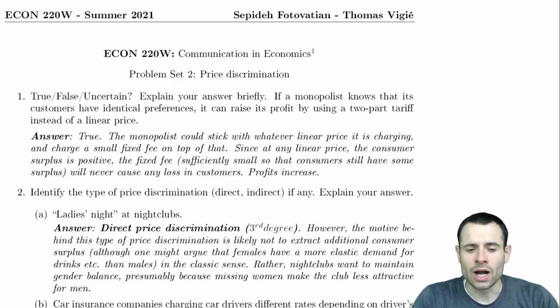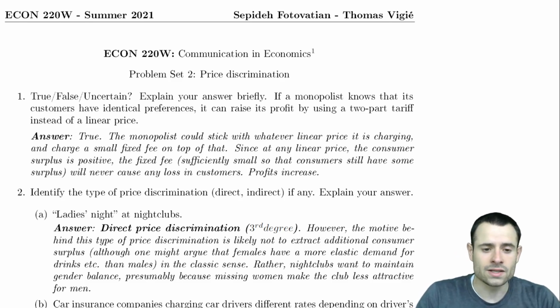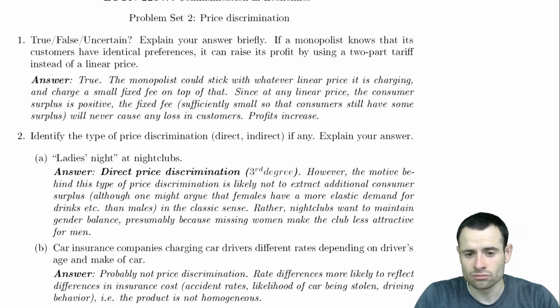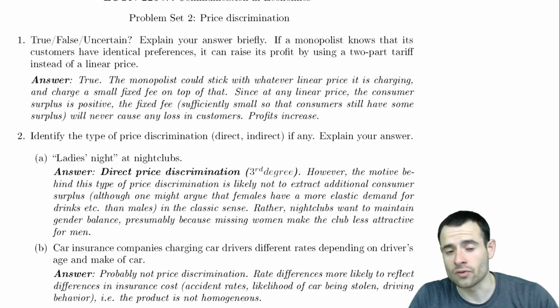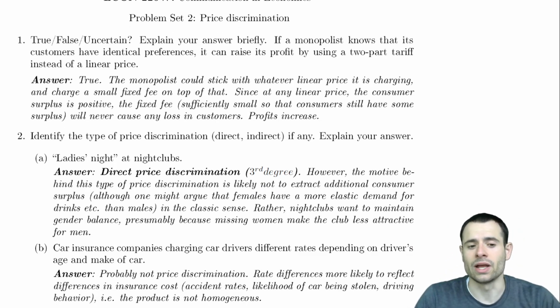That was a more theoretical question. Now let's get into some real-life examples. So, identify the type of price discrimination, direct, indirect, maybe perfect, if any, and explain.